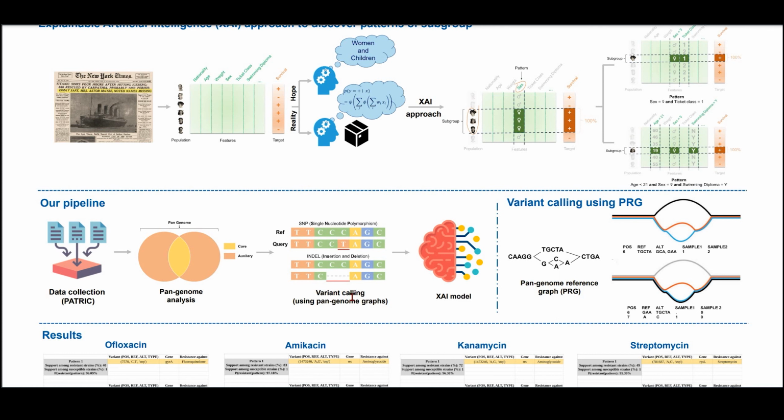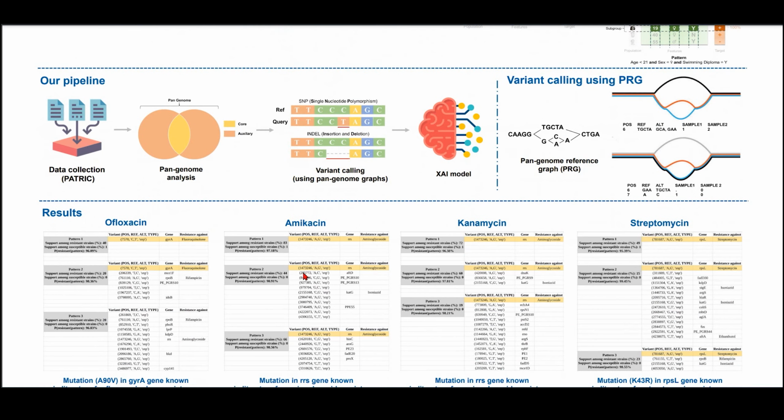Finally, we use these variants as features to extract important patterns related to resistance using our explainable artificial intelligence model. We applied our models on publicly available AMR data for Mycobacterium tuberculosis against commonly prescribed antibiotics such as fluoroquinolones and aminoglycosides, and next we will look at the results.